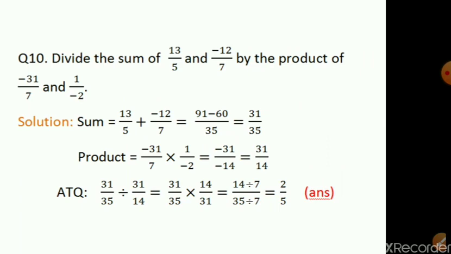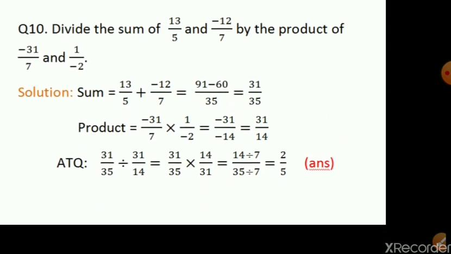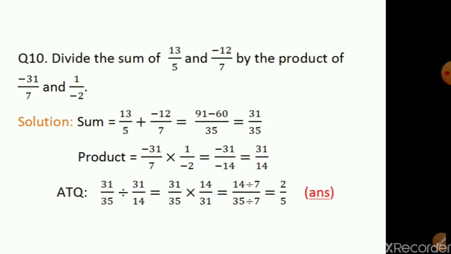So we'll take the LCM of 5 and 7, which is 35. And the numerator will change. That is 13 by 5 has denominator 5. So we have to multiply 7 to the numerator and denominator to make it an equivalent fraction, so it has become 91. Then minus 12 by 7, we have to multiply 5 to the numerator and denominator. So it will become minus 60. So by solving it, we have got 31 by 35.